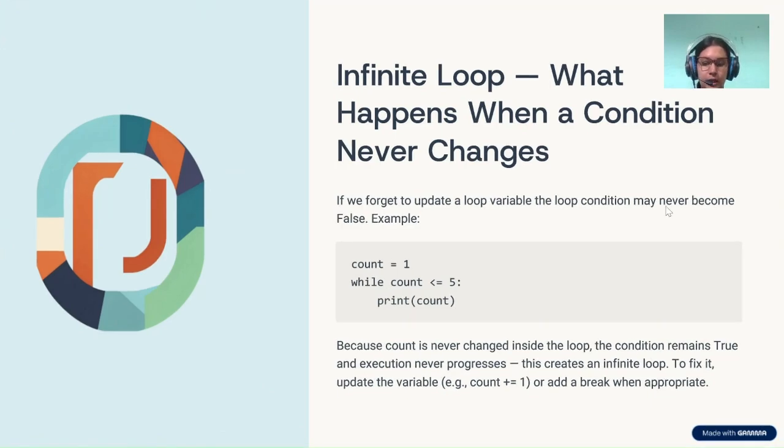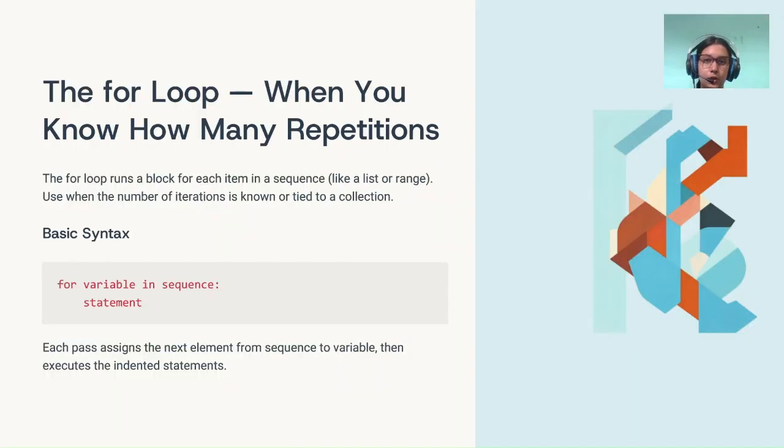So for now, we'll move on to the for loop. When you know how many repetitions are needed, right? The for loop is generally used when we already know how many times we want to repeat something. Its syntax is basically given here.